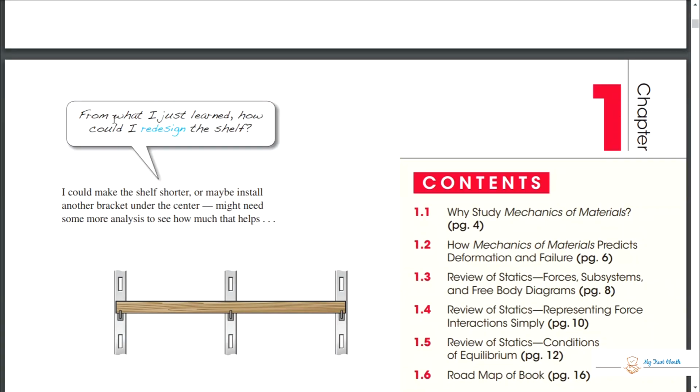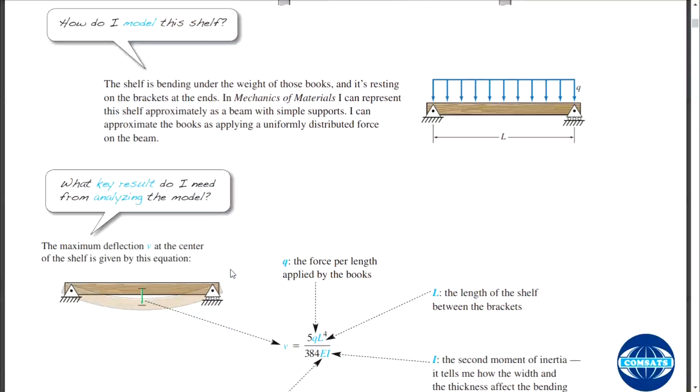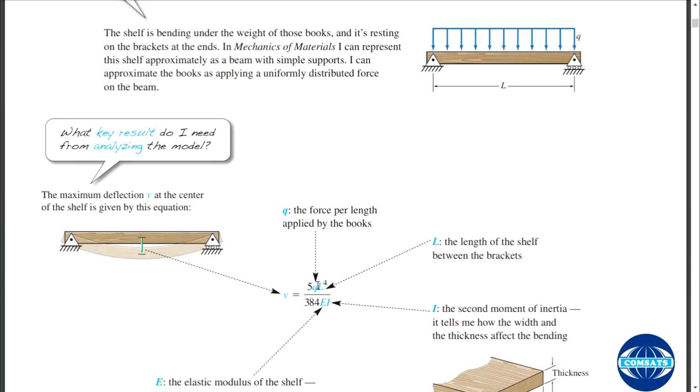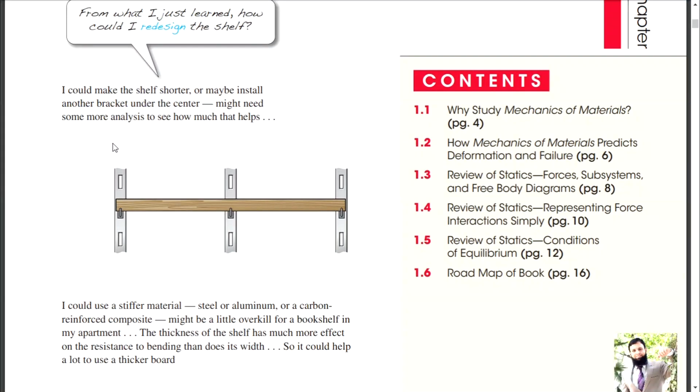So this was regarding deflection, and from what I just learned, how could I redesign the shelf? He said, okay, this was interesting, that what he has done, he has reduced the length. I told you before, that you can reduce the length, you can reduce the force, you can increase the modulus of elasticity, you can increase the moment of inertia. Whatever the case, you have to deal from case to case. There is no ultimate formula. I could make the shelf shorter, or maybe install another bracket under the center, and might need some more analysis.